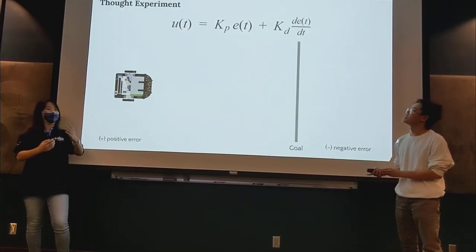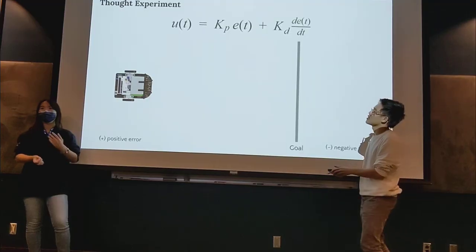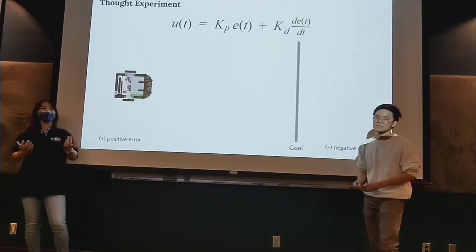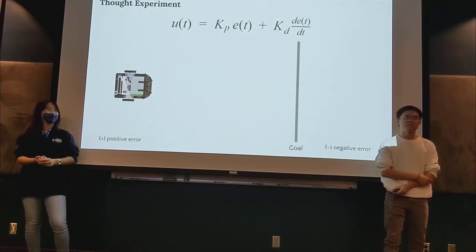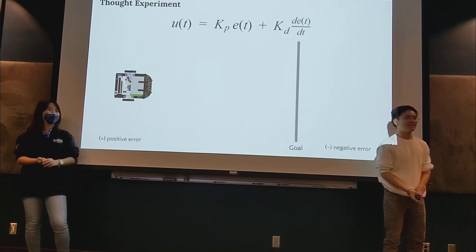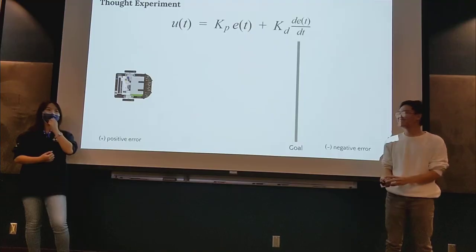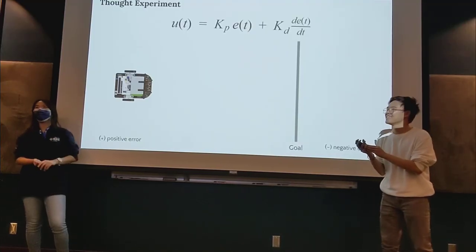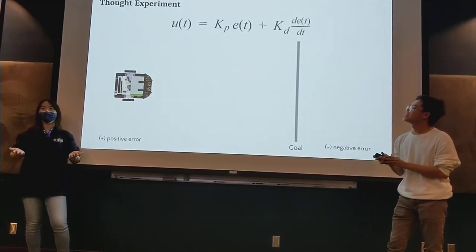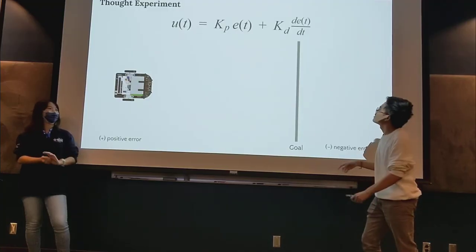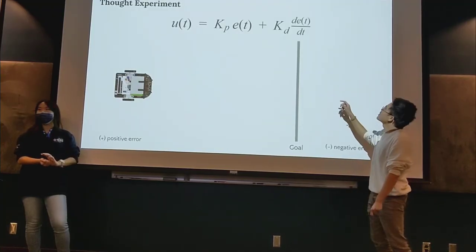Can someone tell me what the error would be at this moment? If it's positive or negative or 0? I think it would be positive. Yes, it was that simple. Don't overthink it, guys. And what would the derivative be if we're starting from rest? 0.